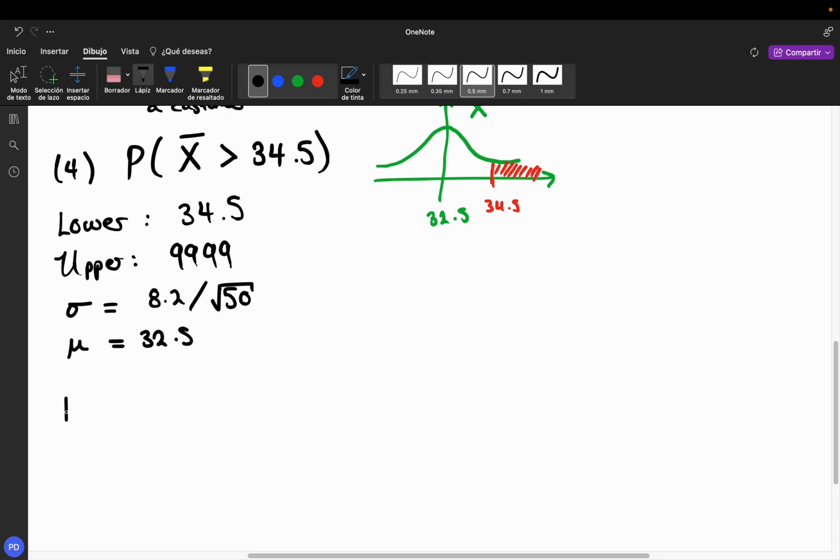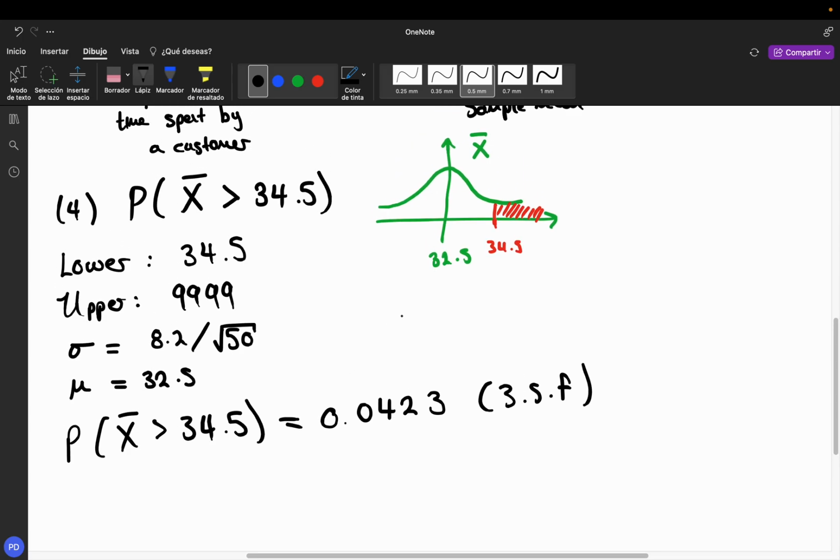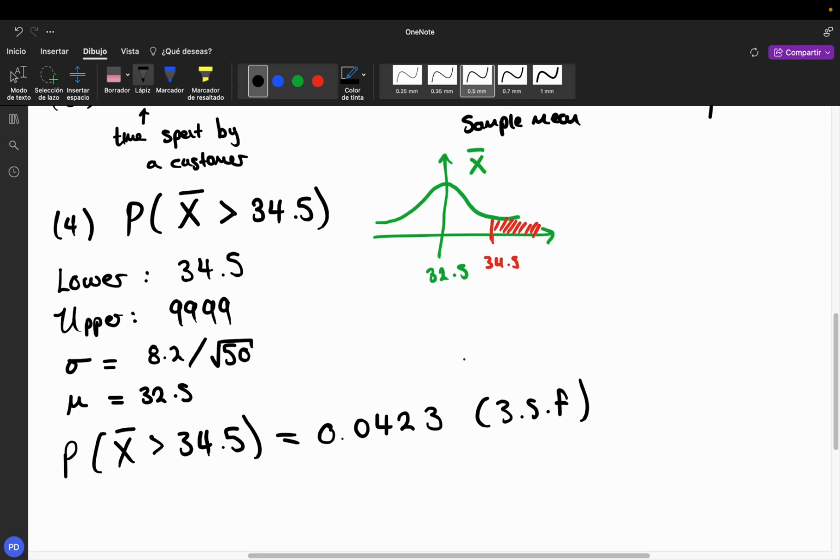So plugging this information in, I get the probability x bar bigger than 34.5 is equal to, so let's just plug it in, 34.5, load of 9s, 8.2 divided by root 50, and 32.5. We get 0.0423 to 3 significant figures. Okay. Now, why on earth have I calculated this? Okay, what does this mean? It's literally just the area past 34.5 on our distribution.